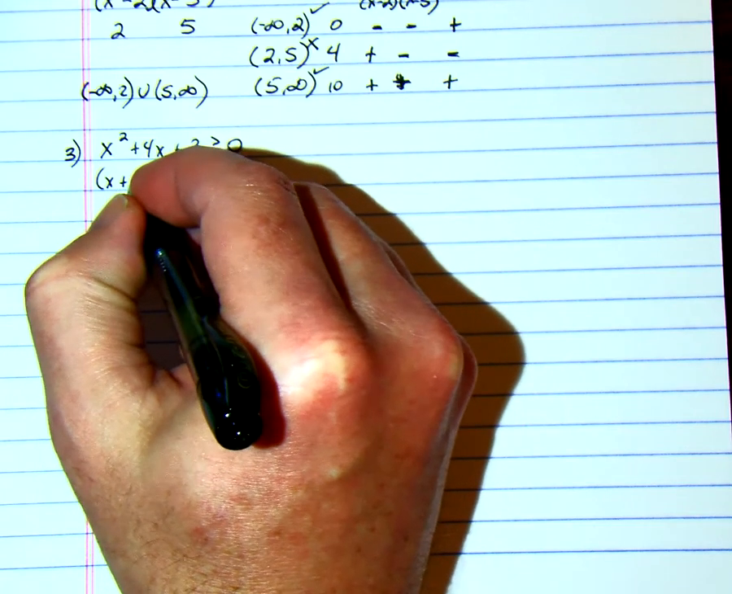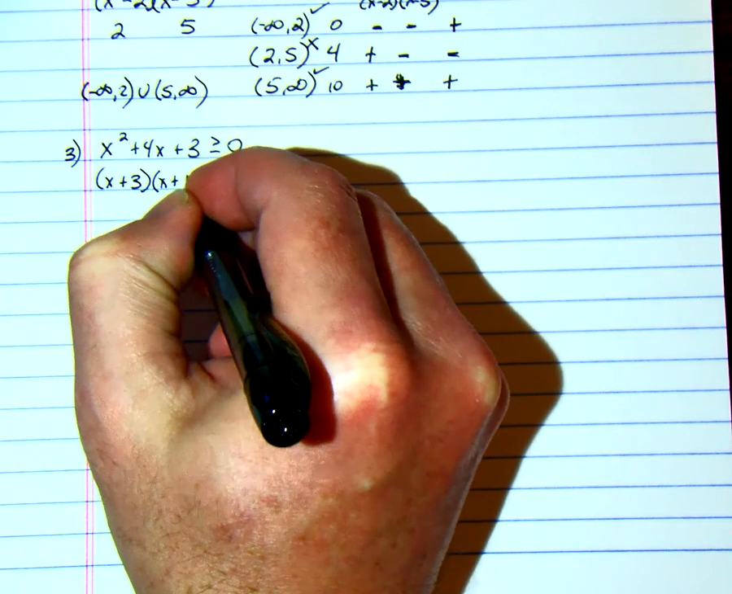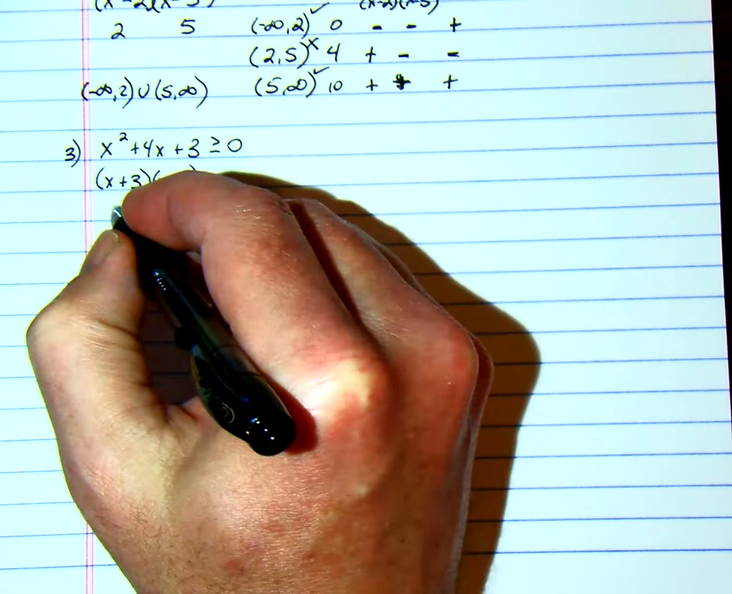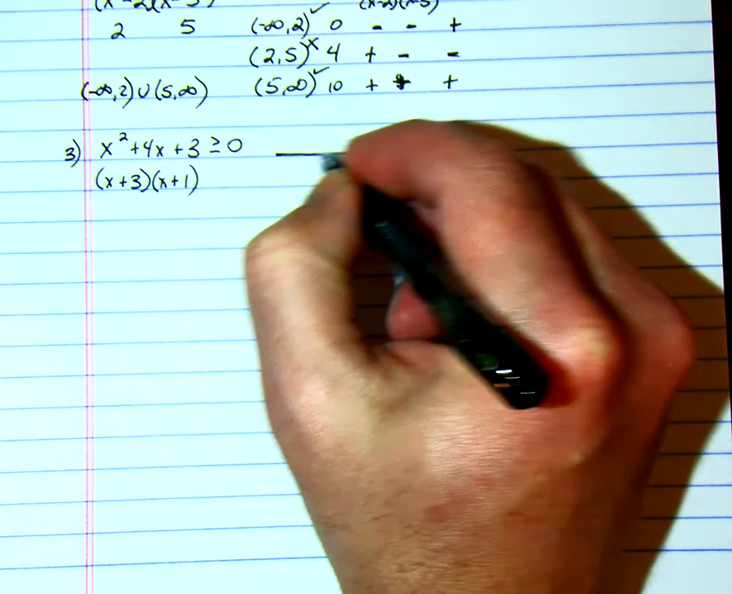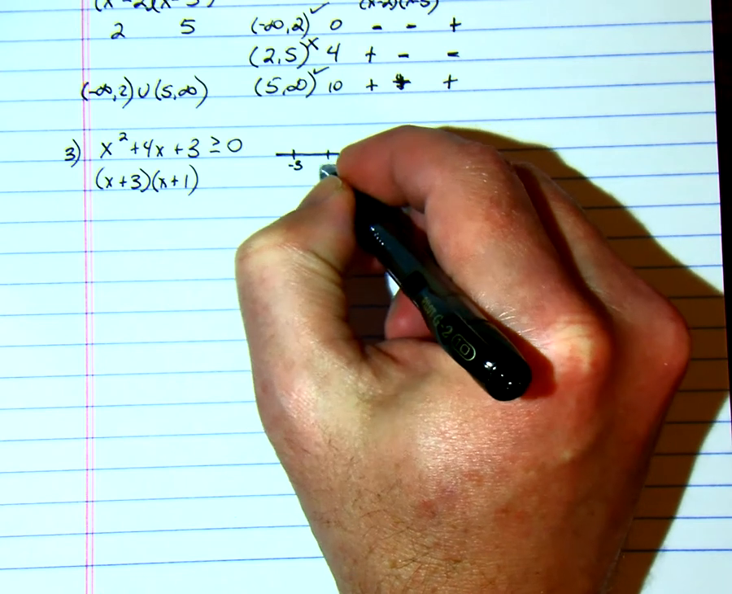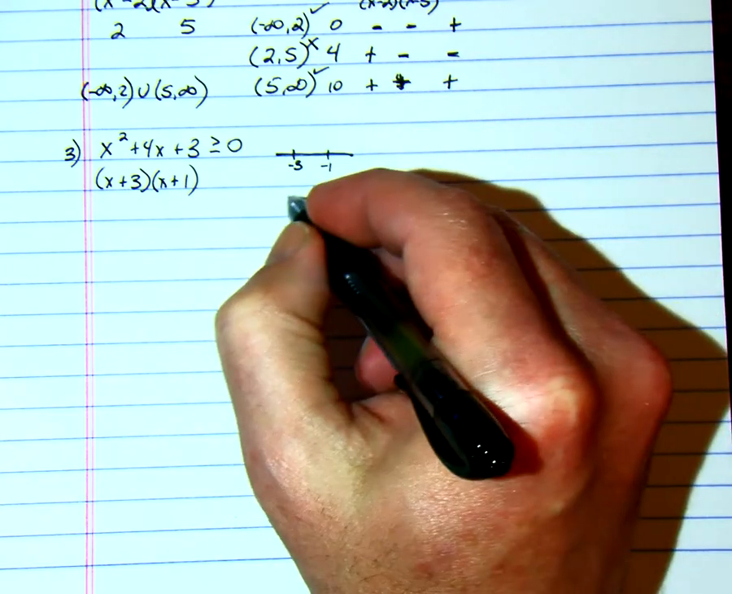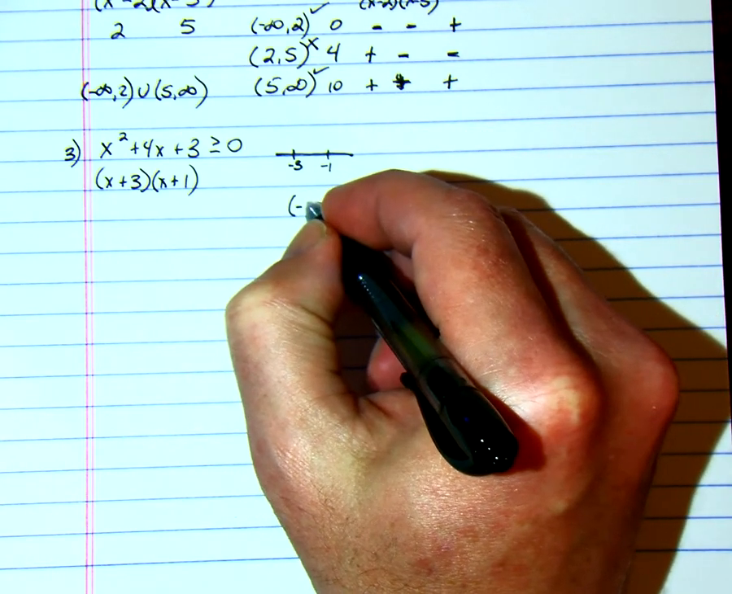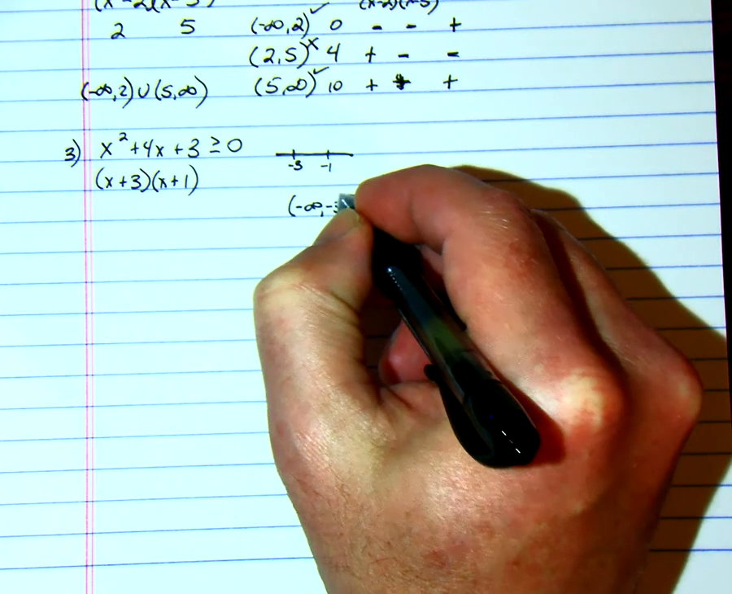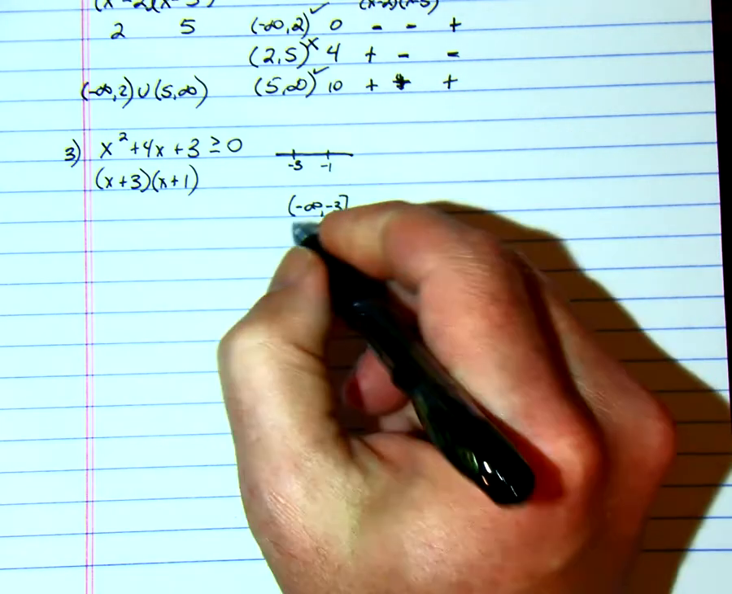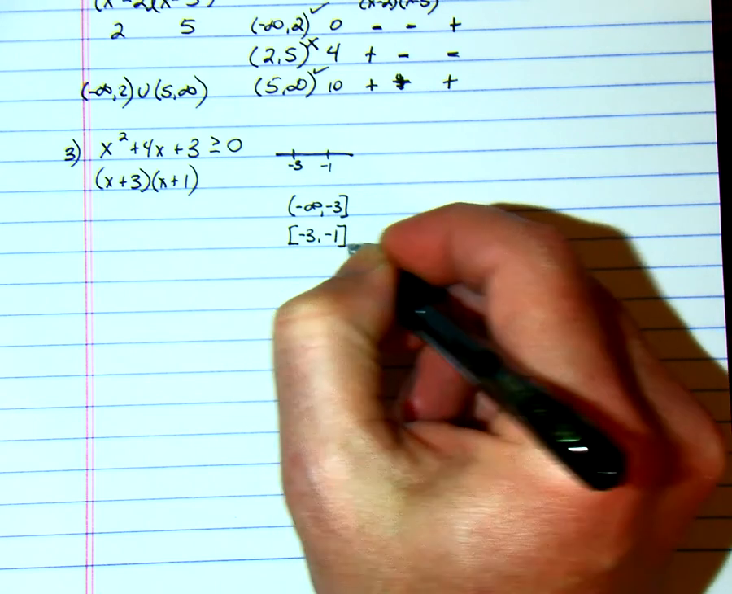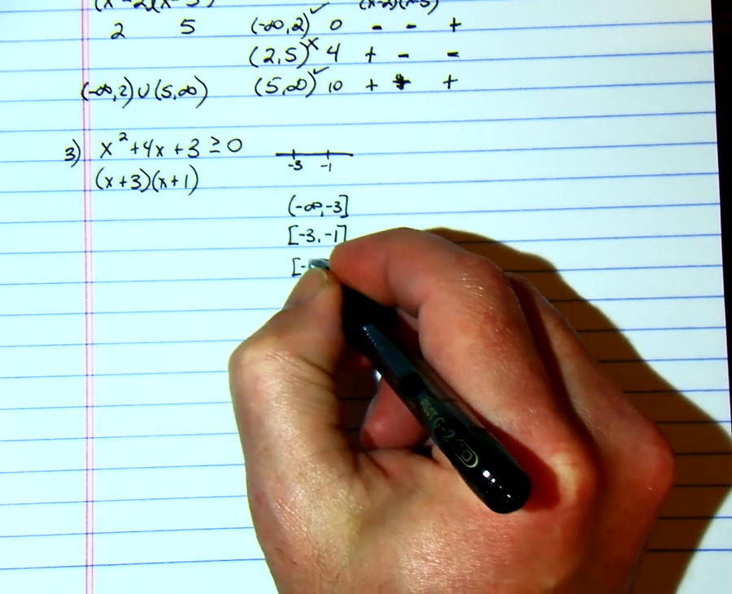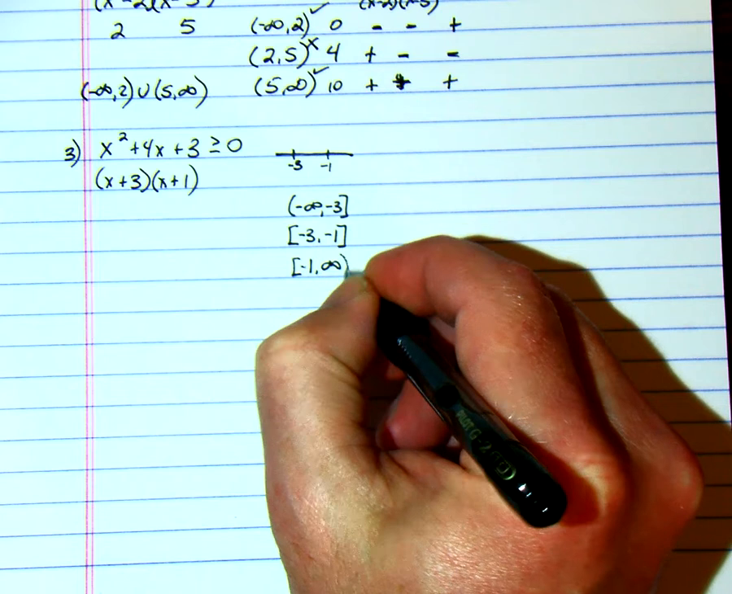Factors of 3 are going to be 3 and 1 because they need to add to 4. So we get (x + 3) and (x + 1), so the critical numbers are -3 and -1. So here's -3, here's -1. That means my intervals are going to be -infinity to -3. But now we're going to have a bracket in there. We're going to bracket this from -3 to -1. So here's the only difference in this. Then there's -1 to infinity, and that's a parenthesis.